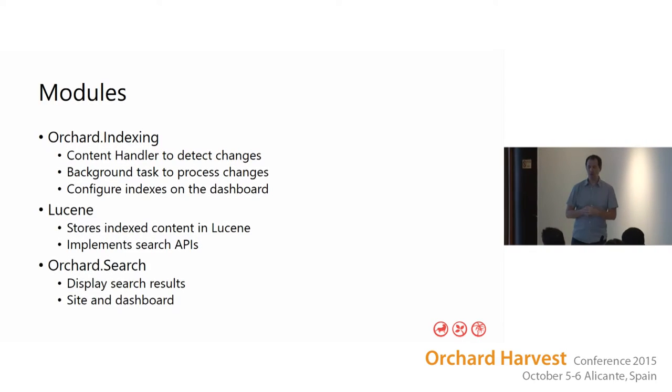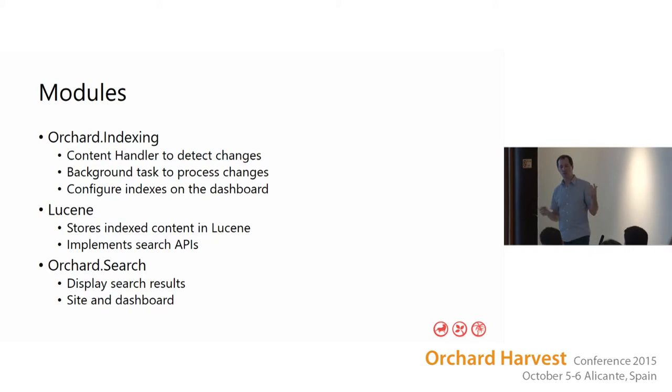So first, the different modules we have. We have the Orchard.Indexing module, the Lucene module, and Orchard.Search. Three different modules. They could be a single one, but it's split so that you can extend each of them. The most important one is the indexing module. This one is responsible for detecting changes for all your content items and creating the indexes, the documents inside the indexes, and I will explain more details later.